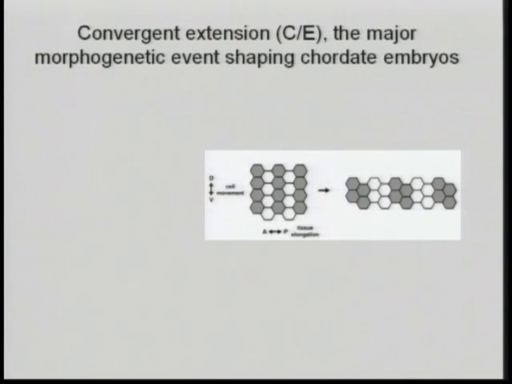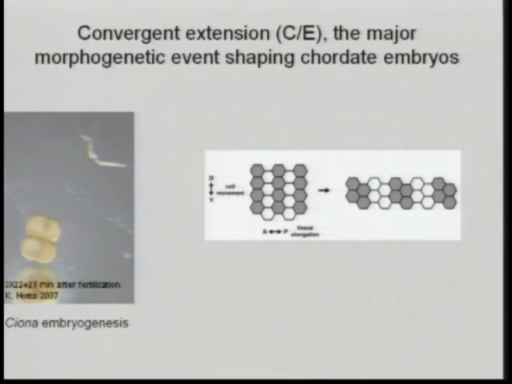This is called convergent extension. What exactly is convergent extension? This describes the process where you have a field of cells. It narrows along one axis while simultaneously elongating along the other, perpendicular axis. The result is basically turning a broad field into a long row of cells. This is a major driving force for axial formation in chordate embryos.